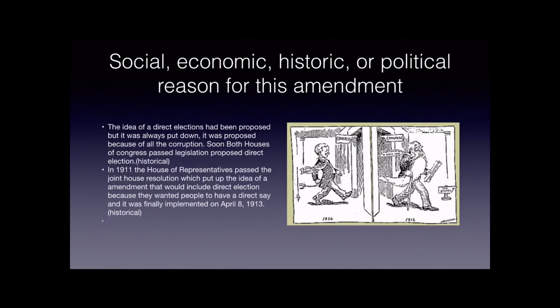The idea of direct elections had been proposed, but it was always put down. It was proposed because of all the corruption. Soon both houses of Congress passed legislation which proposed direct election. In 1911, the House of Representatives passed a joint House resolution which put up the idea of an amendment that would include direct election because they wanted people to have a direct say, and it was finally implemented on April 8, 1913.